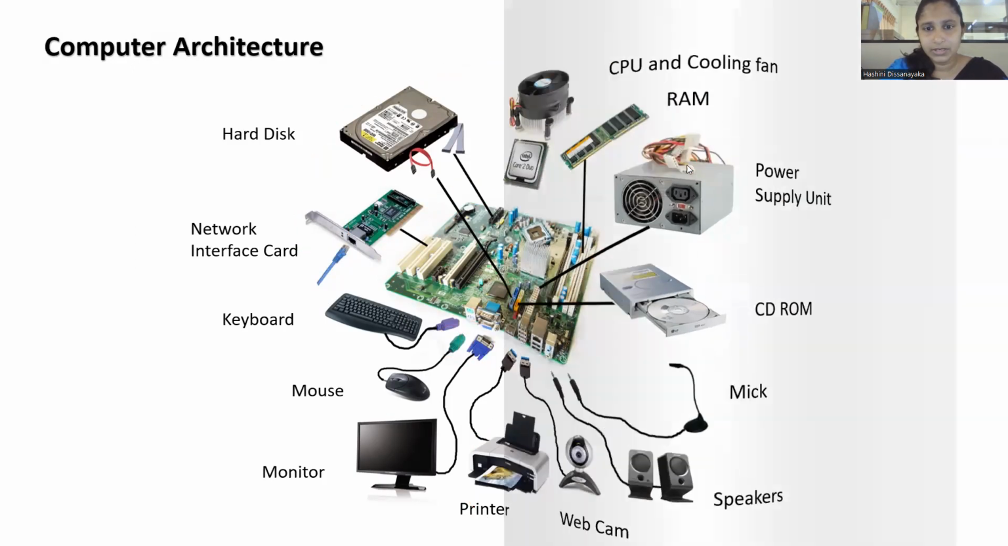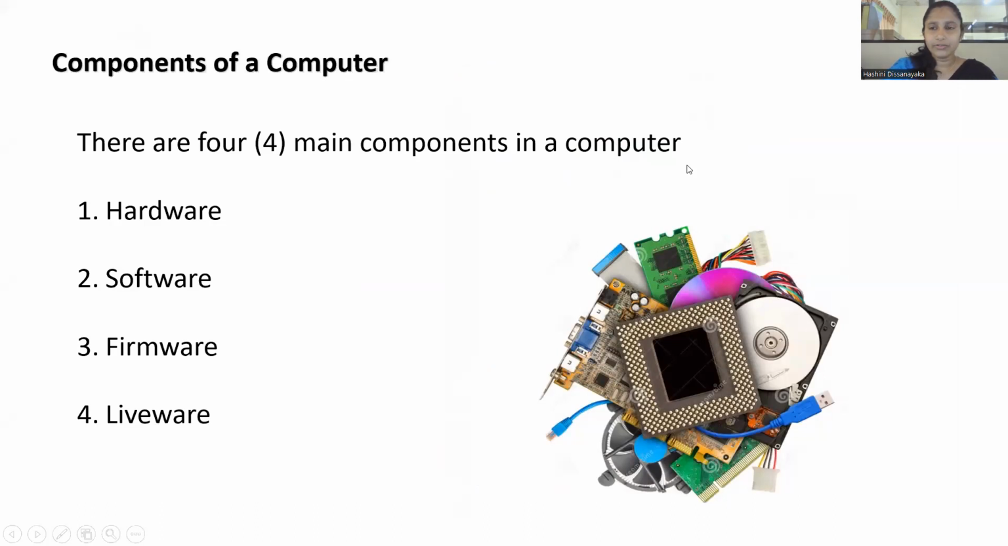Okay, let's move into the next part. Components of a computer, right? There are four main components in a computer system. We call them hardware, software, firmware, and liveware. You know what hardware is? Hardware means something inside the computer that we can touch physically. Software means we can't touch it; we can only install it inside the machine, right? And then there are firmware and liveware. I will explain what firmware is.